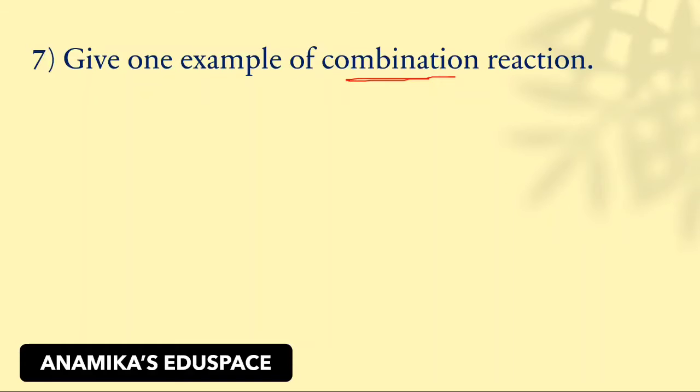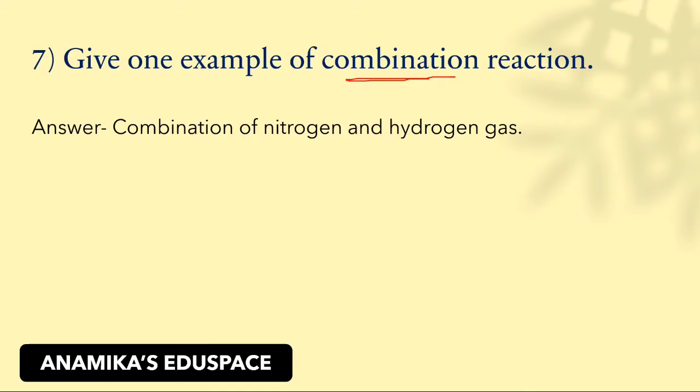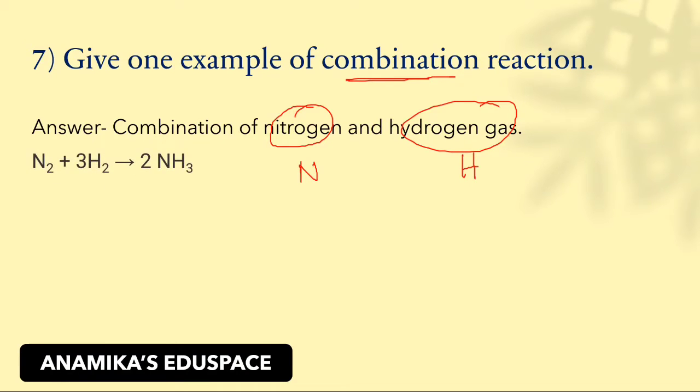Next question. Give one example of a combination reaction. That means two elements are combining to form a compound. So we can combine nitrogen and hydrogen gas. Nitrogen is always N and hydrogen will be H. So let us see. If we take 1 molecule of N2 and 3 molecules of H2, then what we will get? We will get 2NH3. Okay, and it is also a balanced equation.